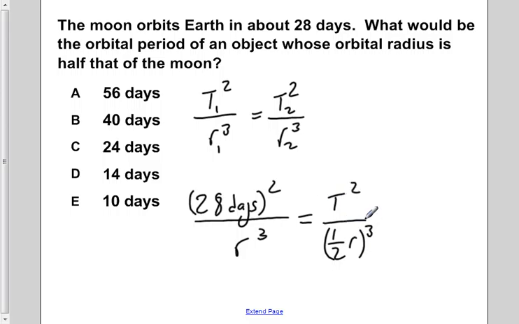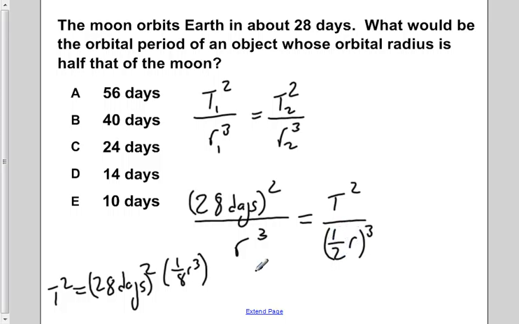Now, what we're going to have to do is solve for T on its own. So we're going to multiply both sides by this 1/2 r raised to the third. When we do so, we will have T squared is equal to 28 days squared times 1/8 r cubed, because it's 1/2 r raised to the third, that's 1/8 r cubed, divided by r cubed.